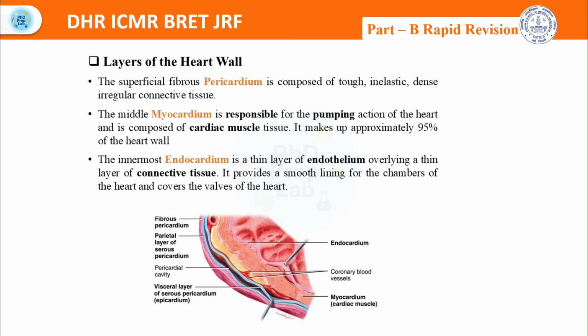Now there are layers of the heart wall. The heart consists of three layers, arranged from outer to inner: the epicardium, myocardium, and the endocardium. Endocardium is the innermost layer. The superficial fibrous pericardium is composed of tough, inelastic, dense, irregular connective tissue. The middle layer is the myocardium, which is responsible for the pumping action of the heart. And the innermost layer is the endocardium, which is a thin layer of endothelium overlying a thin layer of connective tissue.